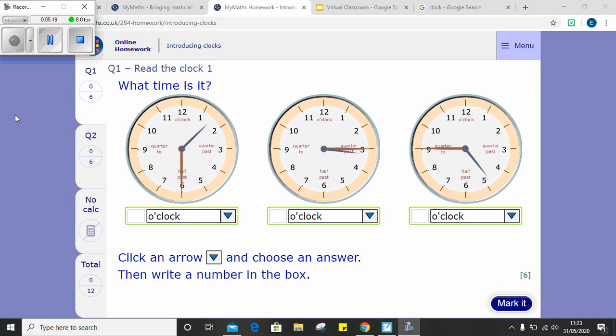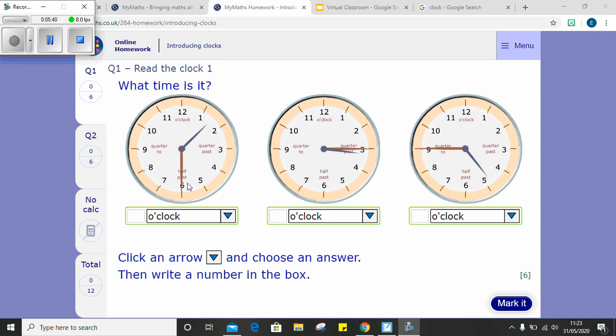Right, this is the first set of questions on your My Maths work. I'm going to work through these and I want you to have a go at them as well. This clock is helping you because you can see on there that it's got o'clock, quarter past, half past and quarter to. So all you need to remember really is that the longer hand is the hand that's going to be telling you about the minutes. So the longer hand is the minutes.